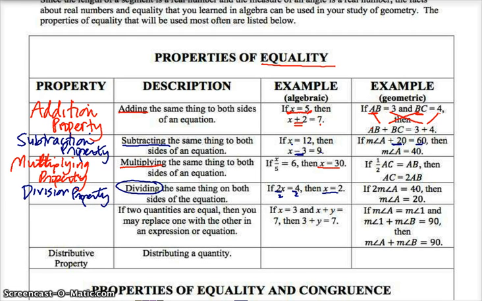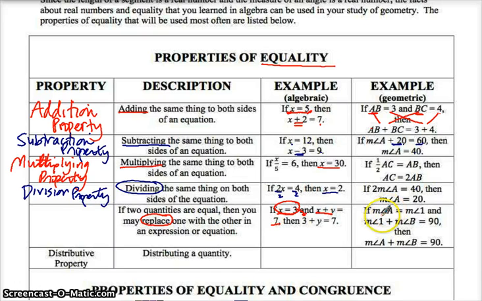Next, if two quantities are equal, then you may replace, key word there, you may replace one with the other in an expression or an equation. So if x equals 3 and x plus y equals 7, then that means I can replace the 3 for x, so 3 plus y would equal 7. You have done this many times algebraically.